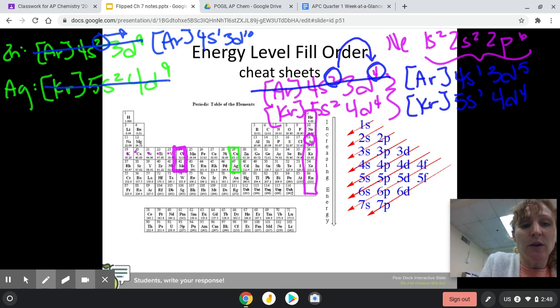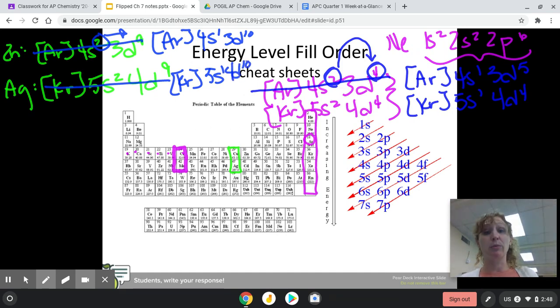Similarly, for silver, we're going to end up with Kr 5s1 4d10. So that electron just gets promoted. It's actually more like an excited state, but the excited state is more stable in this case than the ground state. So again, there are a couple more exceptions, but these are the four that you should be aware of, which is really two. It's just kind of an exception for a family.